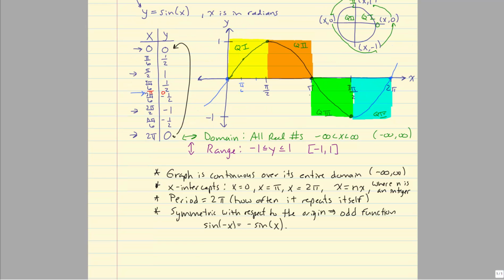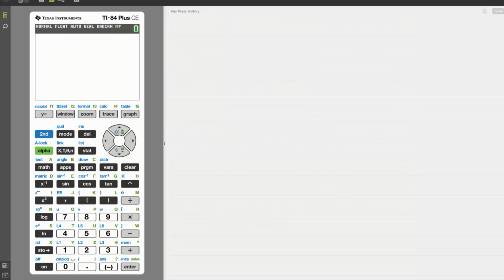I also want to pull in graphing the sine curve on your calculator. So for graphing our sine curve, we go to y equal. We want to make sure you're in radian mode up here. If you're not in radian mode, make sure you go to radian mode under your mode key right here. And I want to graph the sine curve.